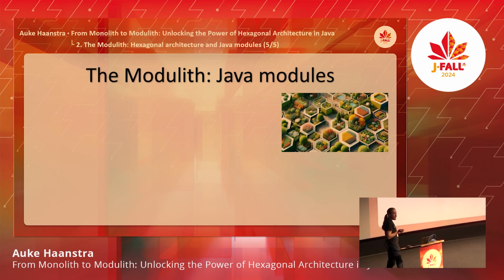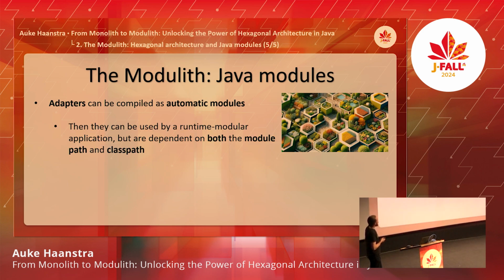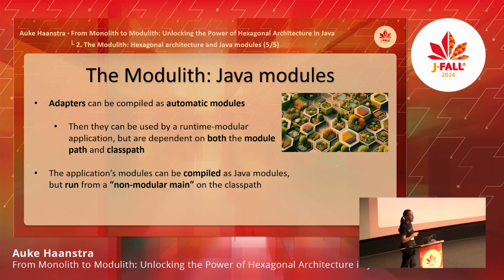So for Modulith, it's not only about hexagonal architecture. Also, Java modules play a role. So adapters can be compiled as automatic modules, and they can then be used by a runtime modular application, but they are then dependent on both the module path and the class path. So that's a way you can use modules with adapters, because they always have these horrible dependencies to technicalities.